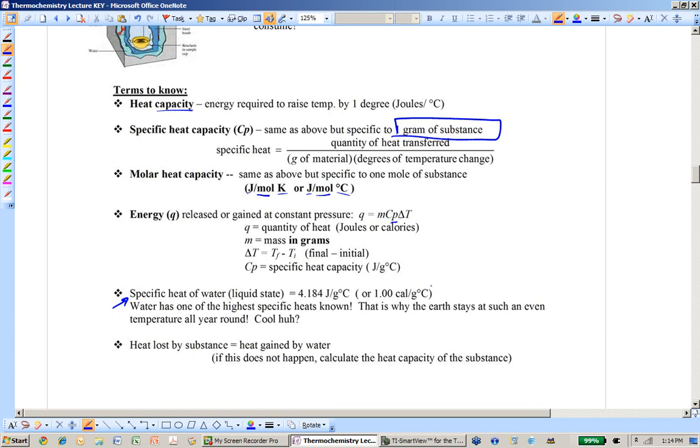So the specific heat of water, which if you're in physics is also called the mechanical equivalent of heat, is 4.184 joules per gram degree C, or 1 calorie per gram degree C if you need to convert back and forth between these two. Water has one of the highest specific heats known, which is fabulous news if you're a fish.